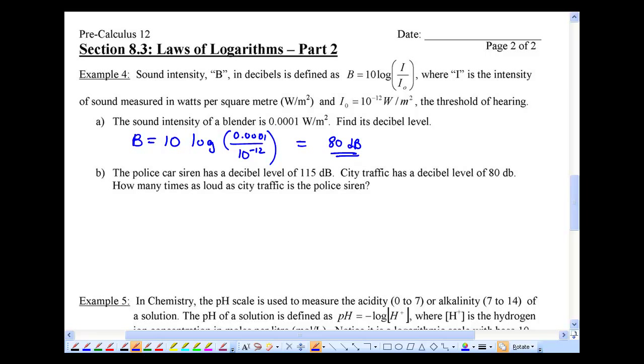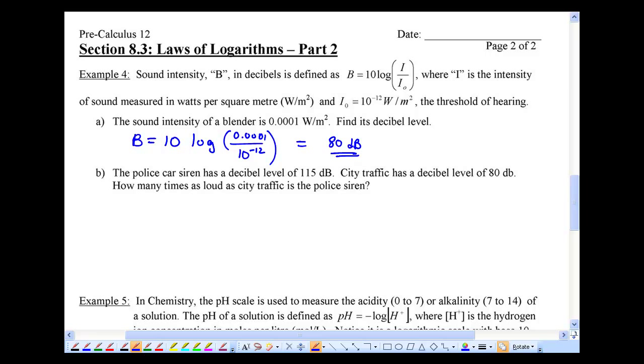Well, how about this next one? It says the police car siren has a decibel level of 115. City traffic has a decibel level of 80. So the question is, how many times as loud as city traffic is the police siren? So how many times louder is it? Is it 10 times louder? 35 times louder? Like, how much louder is it in terms of this decibel scale?